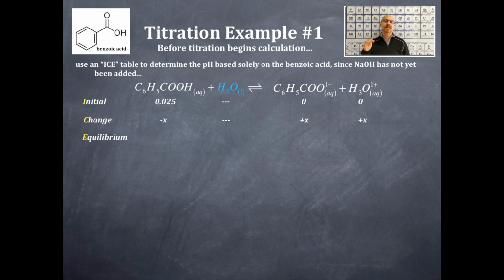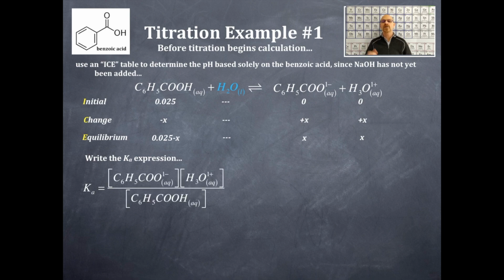Now I'm going to add up the initial and the change to get the equilibrium. So that's 0.025 minus x, skip the water, and we got an x for the benzoate ion and an x for hydronium ion. Now I've done my ice table. Now I'm going to write the Ka expression. Remember, Kas are products over reactants with the stoichiometric coefficients as exponents. Solids and liquids, and I do have a liquid, are not included in K expressions, so I should have Ka equal to the benzoate ion times hydronium ion divided by benzoic acid.